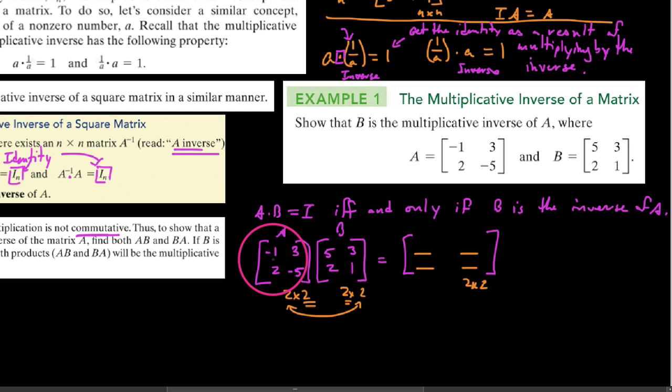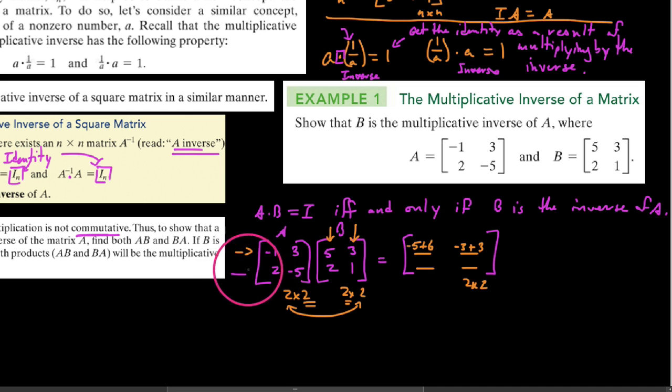So in the first possible case, first row, first column, we get negative 1 times 5 plus 3 times 2. So negative 1 times 5 is negative 5, plus 3 times 2 is 6. Now let's go first row, second column. So we say negative 1 times 3, which is negative 3, plus 3 times 1. We'd say that's 3 there.